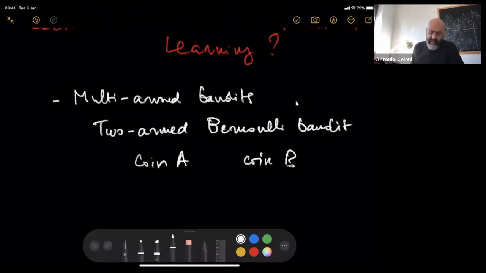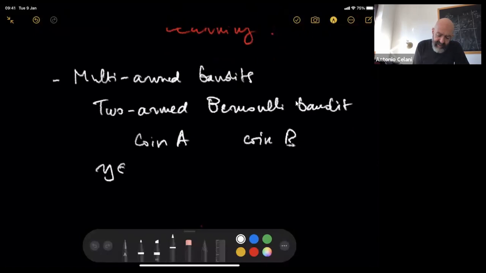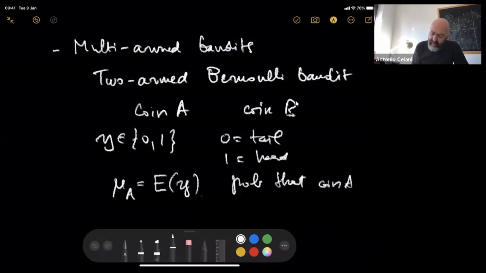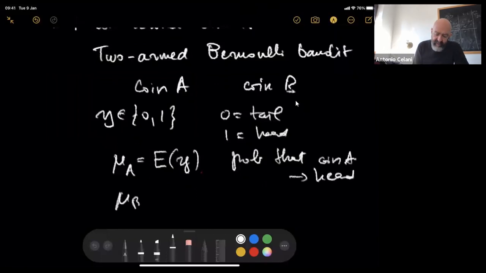If I told you coin A has a certain bias, so let's say that the observations that you get, Y, are either zeros or ones, okay? So zero corresponding to tail and one corresponding to head. Then if I say mu sub A, this is the expected value of Y. This will be basically the probability that coin A gives a head. And similarly for mu B, okay? So say expectation under the probability distribution of B, expectation under the probability distribution of A and B respectively, okay? Similarly.